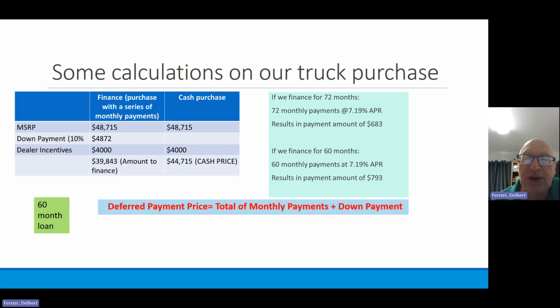The deferred payment price is the total of the monthly payments plus the down payment. We're just looking here at the 60s. So for a 60 month, it's going to be 793 times 60. And again, adding in the 4,872 for our down payment, $52,452. Again, not insignificant considering the fact that we could have bought the truck clean with cash at $48,715, which also included a $4,000 down payment. I'm sorry, $4,000 dealer incentive package.